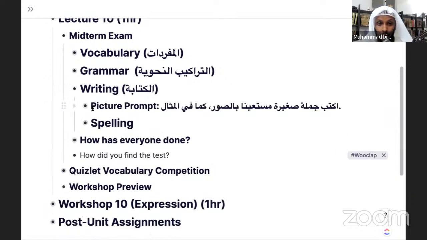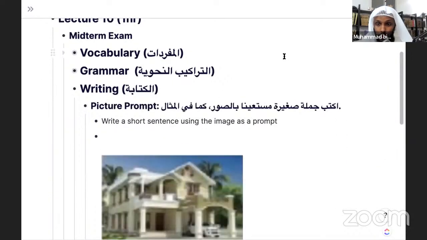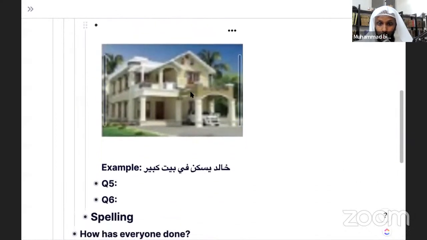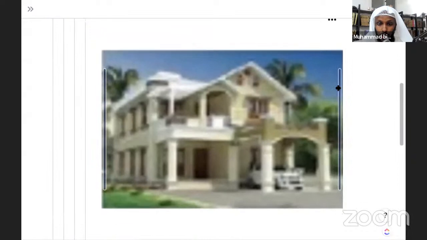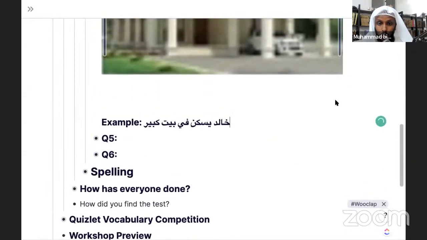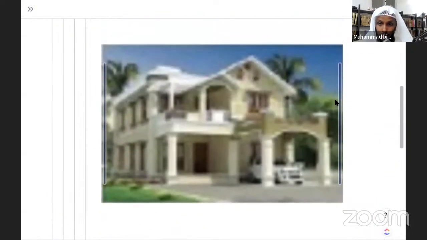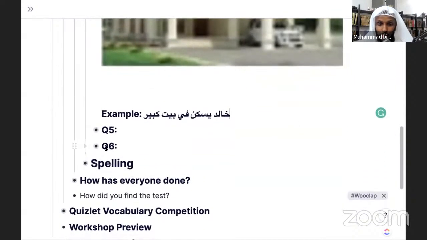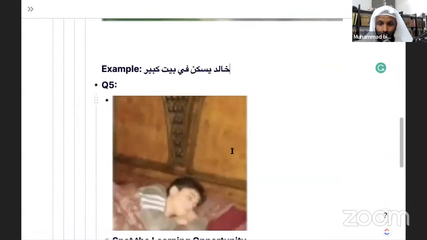Writing. We had a picture prompt whereby you had to write a short sentence using the image as a prompt. I gave you this example, which is خالد يسكن في بيت كبير. So it looks like a fairly big house. So خالد يسكن في بيت كبير. Okay. The two pictures I gave you was this one.